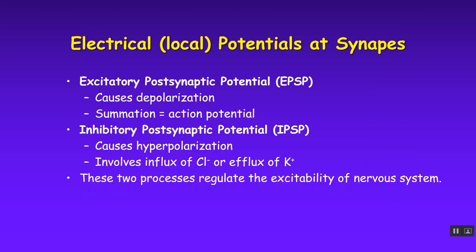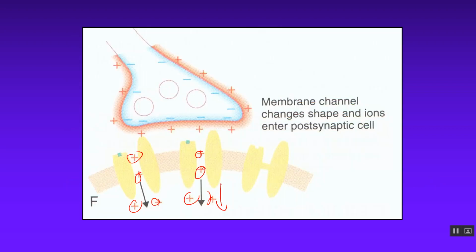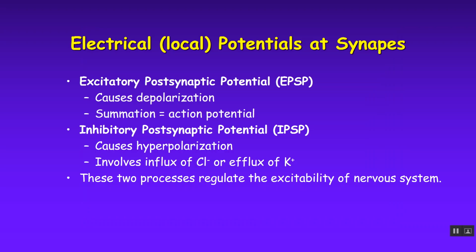So let's talk about these local potentials that occur at these synapses, okay? As I mentioned, you can get an excitatory postsynaptic potential. That's what this is. If someone happened to release some positively charged ions going into the next cell, that would likely be excitatory, right? Because it's depolarizing the neuron next in line. So that's an excitatory postsynaptic potential, or an EPSP. Here's the S. Excitatory postsynaptic potential. There we go. So that's called an EPSP.